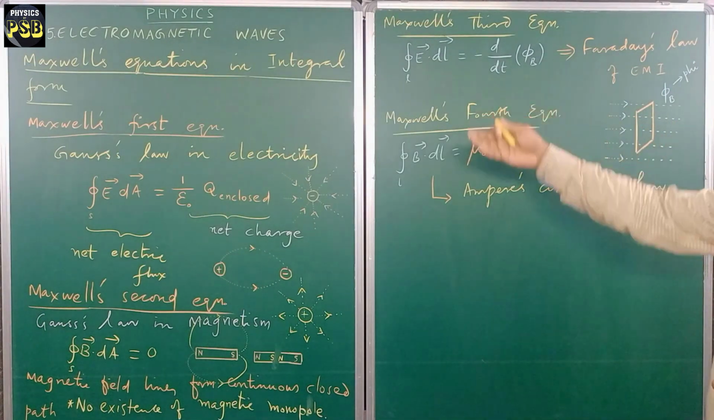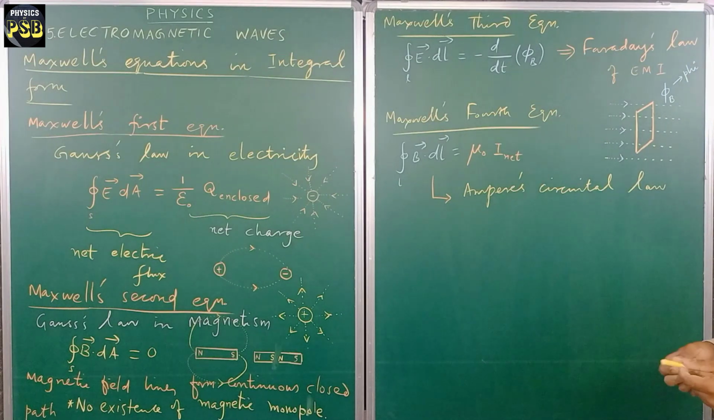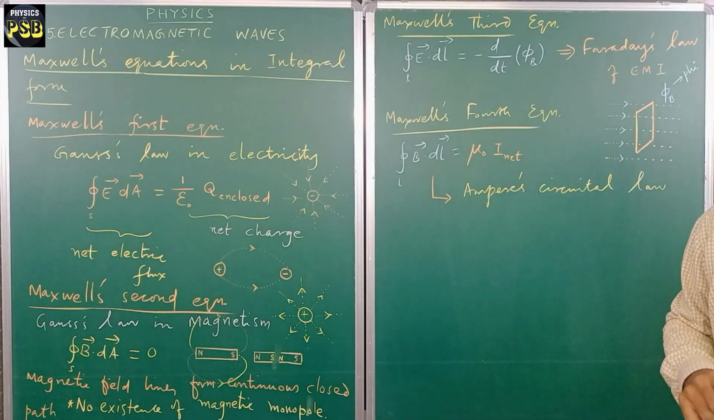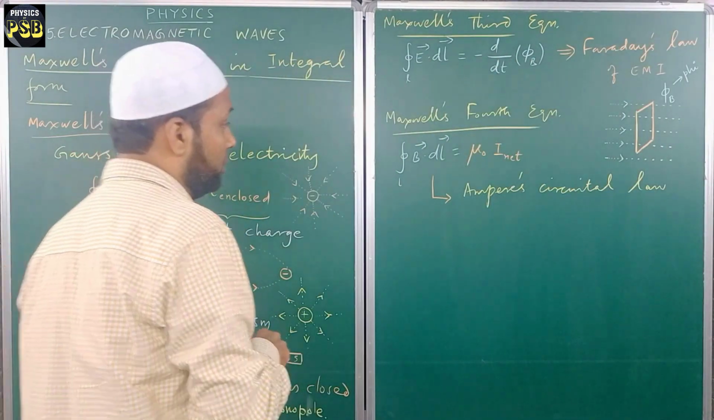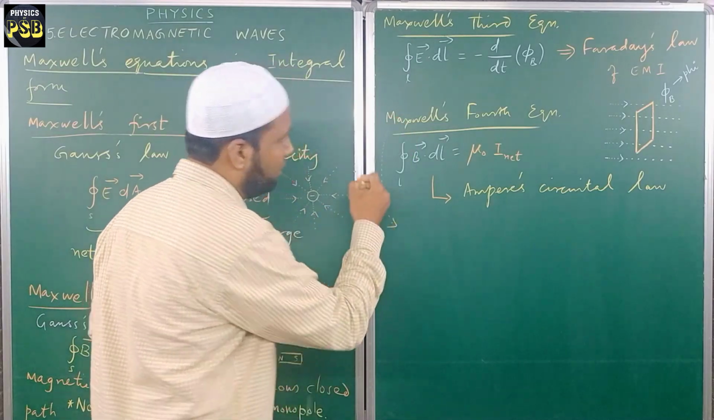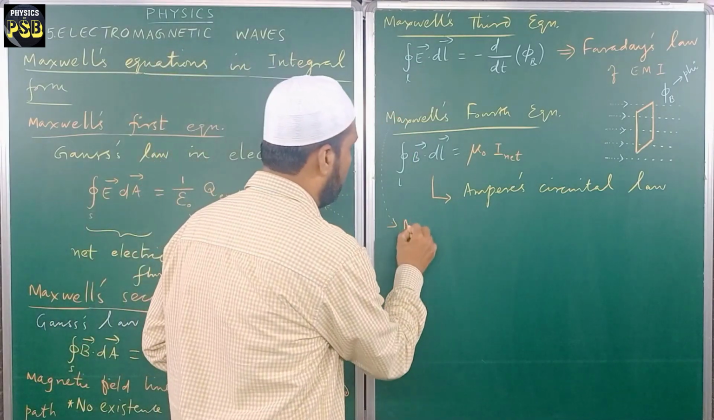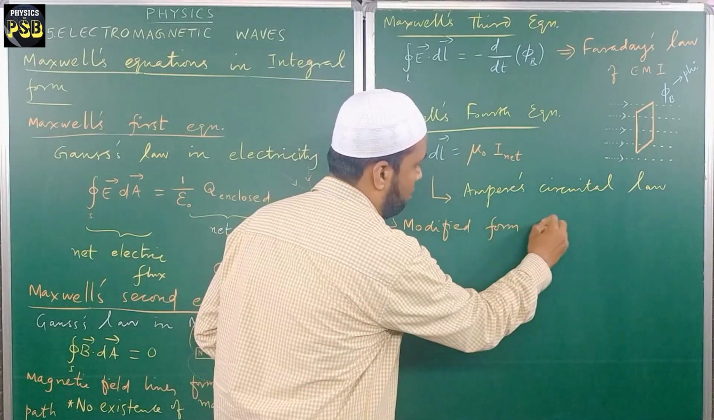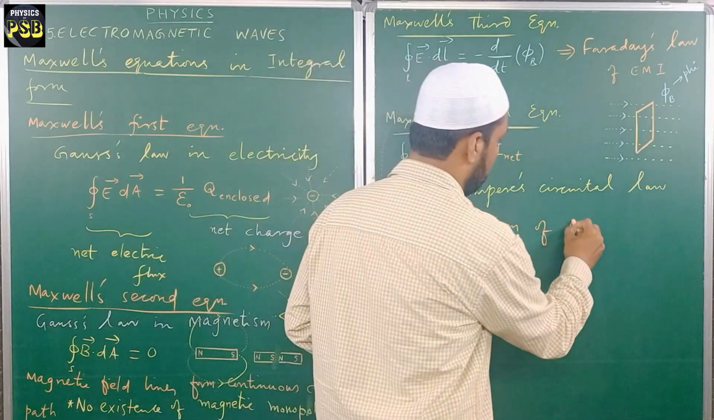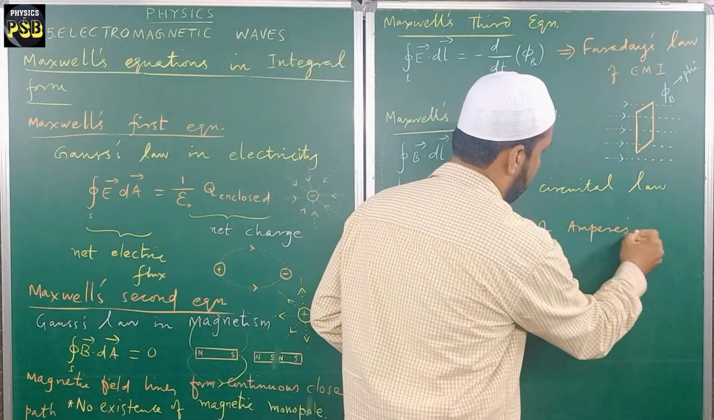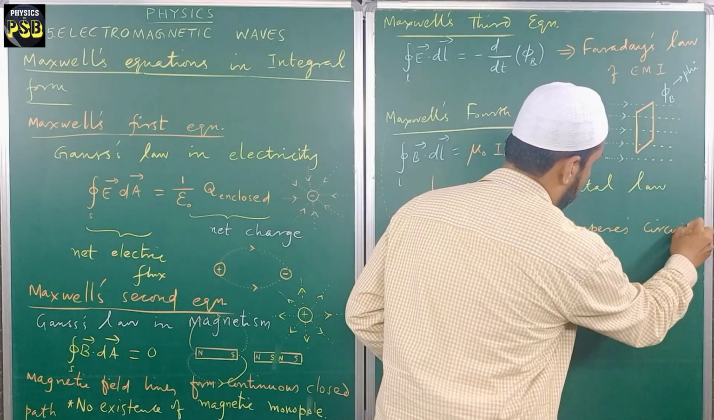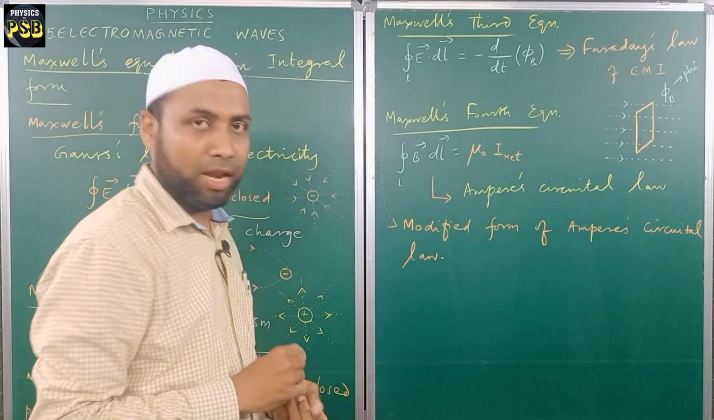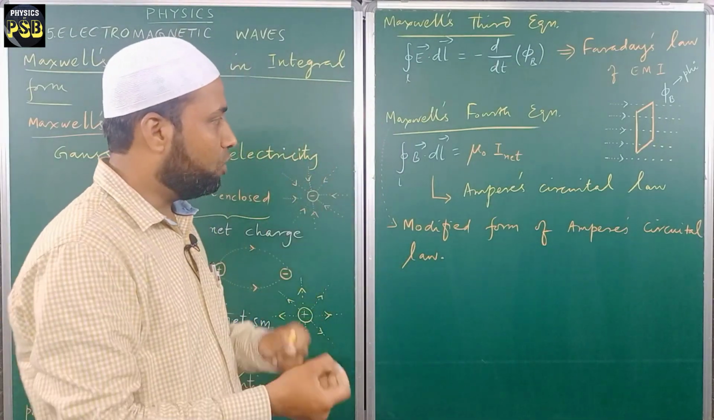Now, Maxwell's fourth equation is obtained by doing certain small changes to Ampere's circuit law. So it won't be wrong if I say that Maxwell's fourth equation is a modified form of Ampere's circuit law. Got it? Now, how is it modified?